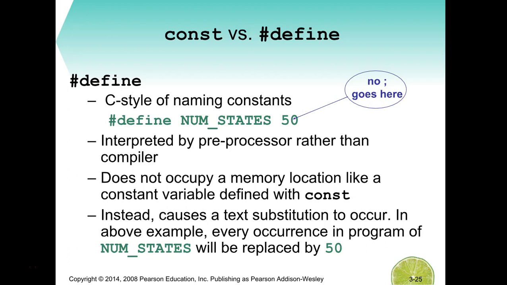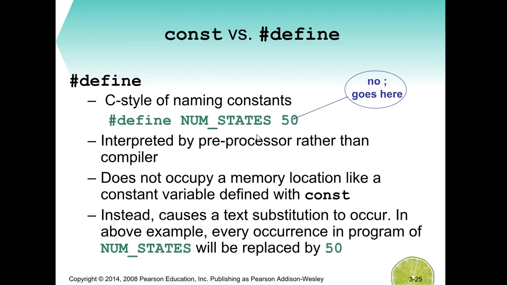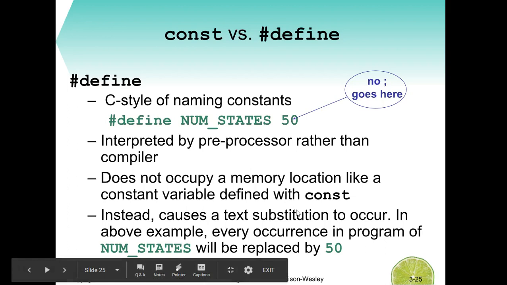It doesn't occupy a memory location like a constant variable does. It's not an actual variable. Instead, it causes a substitution to occur, and this number 50 gets replaced everywhere they see number of states. And so that happens during the preprocessing stage. And that is it.